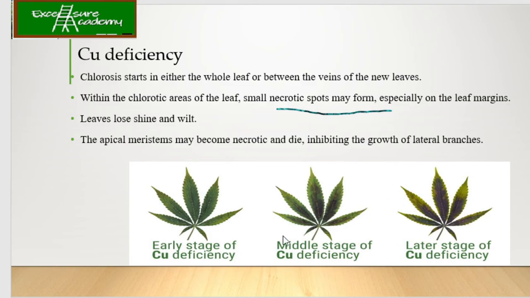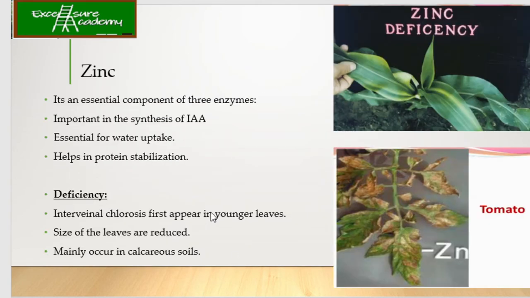So you can see over here how exactly at different stages of copper deficiency it is going to affect the growth of the plant. Now coming to the zinc. So it's again an essential component of the enzymes which are involved in phytohormone synthesis. It is important for the synthesis of auxin, that is indole acetic acid.